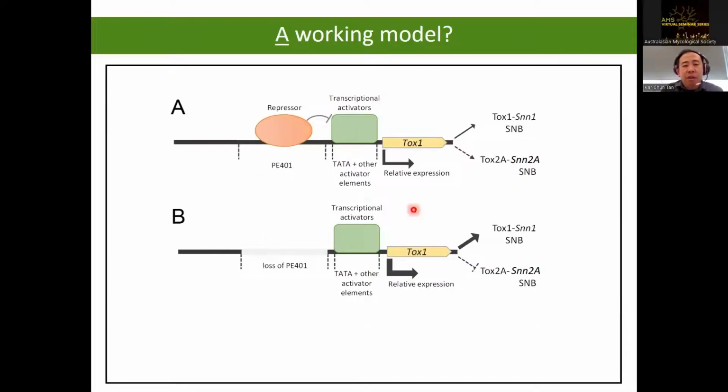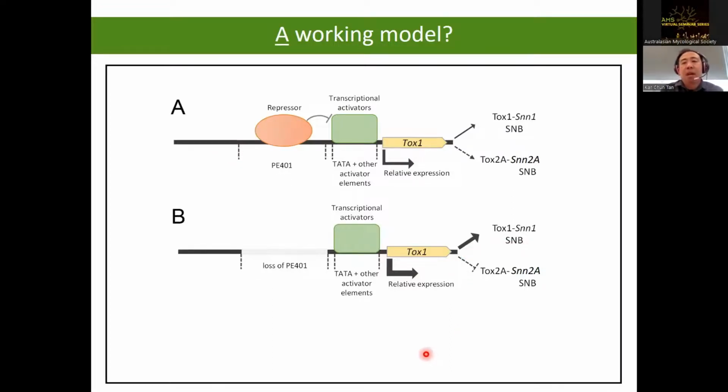Now, this is our very simple working model so far, right? You've got this promoter region of TOX1, and you've got these two scenarios. In the presence of P41, we hypothesize that there is a repressor element that binds here, which then represses or antagonizes a transcriptional activator that binds to the TATA region. As a result, we have lower TOX1 expression. But in the absence of P41, the repressor doesn't bind, and the transcriptional activator will obviously have free rein to pump up TOX1 expression and drive up TOX1 SNN1 dependent septoria nodorum blotch.